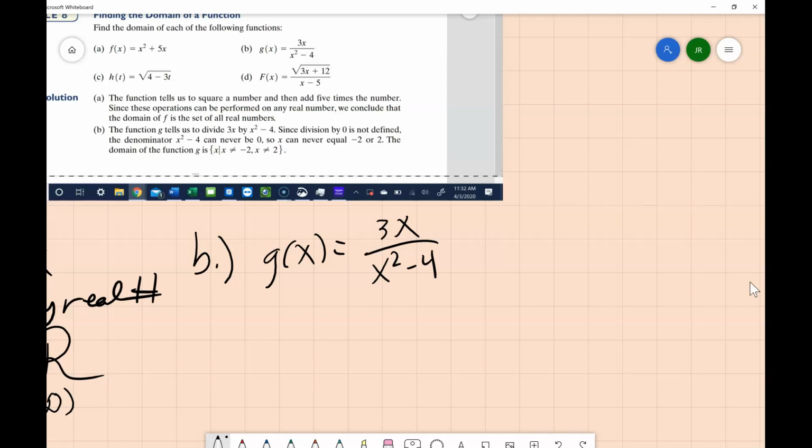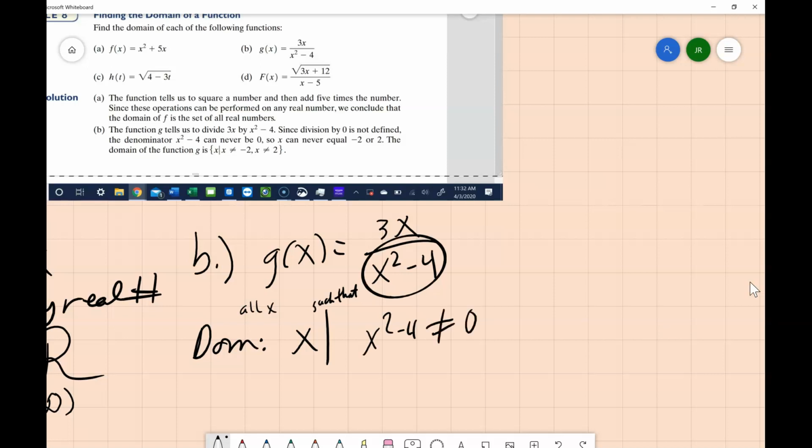So what we want to say is the domain is all x such that, all right, this long vertical bar here means such that. It's kind of a shorthand way to say this. This means all x such that the bottom, such that x squared minus 4 does not equal 0.